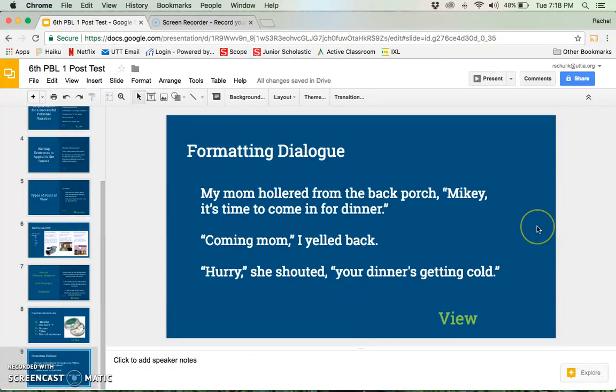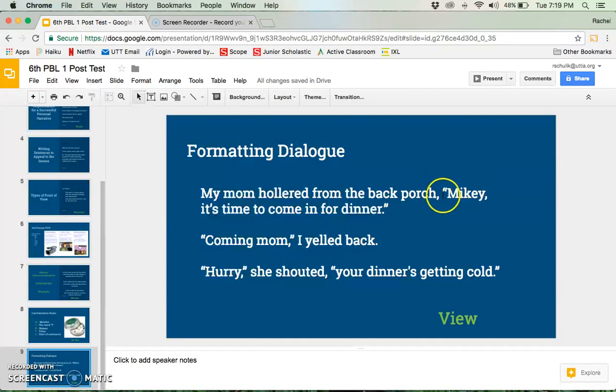All right, then we have formatting dialogue. So it's important when writing personal narratives to know how to format dialogue. And we'll go over a couple examples. "My mom hollered from the back porch, "Mikey, it's time to come in for dinner."" So anytime that you're saying what someone's actually said, you open what they say with a quotation mark and you close what they say with a quotation mark. So that's why we have a quotation mark in front of Mikey and a quotation mark at dinner because that's what the mom is saying.